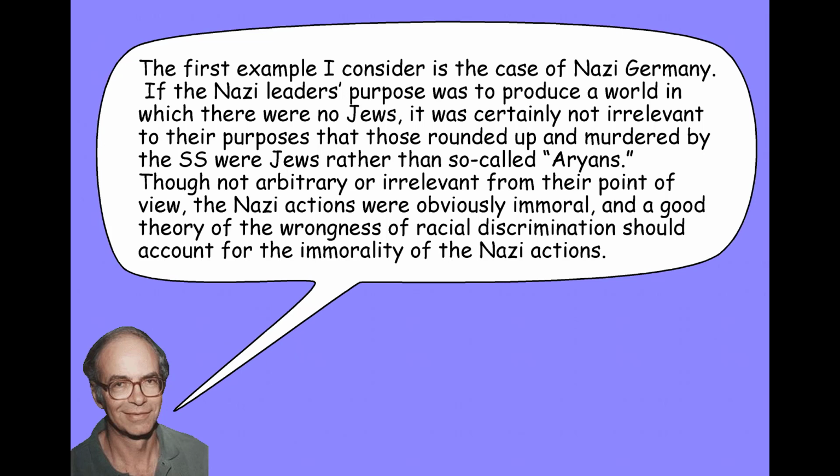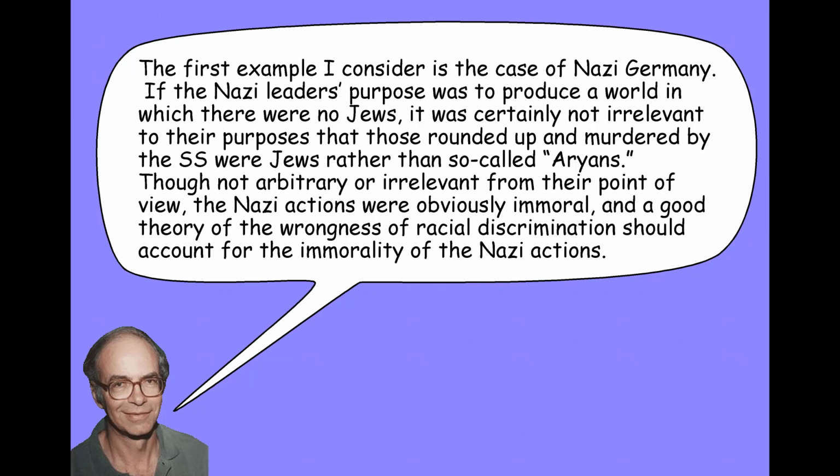So the first example that he's going to consider in the paper is a case of Nazi Germany. And he tells us, look, if the Nazi leaders' purpose was to produce a world in which there were no Jews, then it was certainly not irrelevant to their purposes that those who were rounded up and mercilessly murdered by the SS were Jews rather than so-called Aryans. And so Singer notes that though not arbitrary or irrelevant from the point of view of the Nazis, the Nazi actions were obviously immoral.